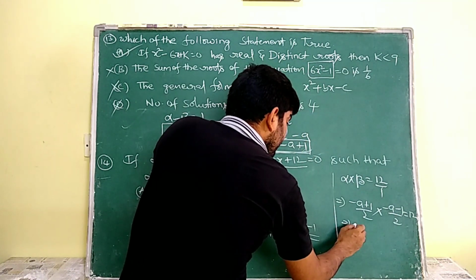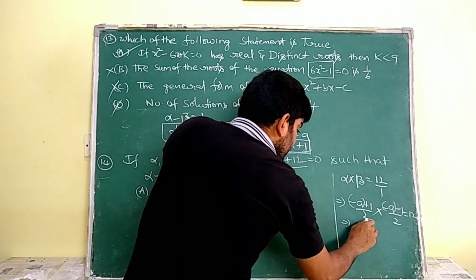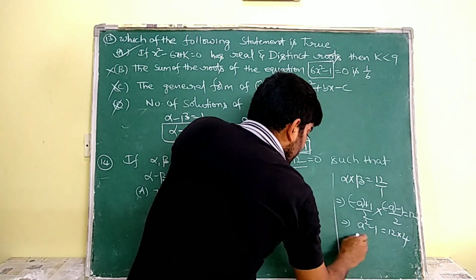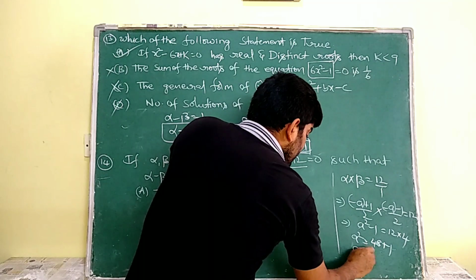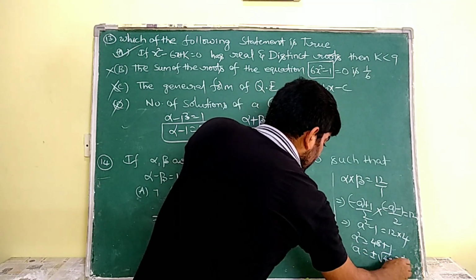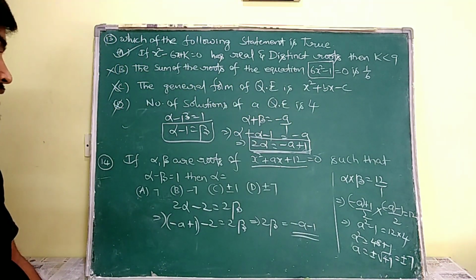By this, it is like a plus b into a minus b, that is a square minus 1, is equal to 12 into 4. So a square is equal to 48 plus 1. a is equal to plus or minus root 49, that is equal to plus or minus 7. So a is equal to plus or minus 7 we obtain.